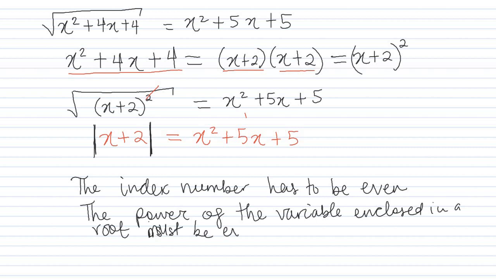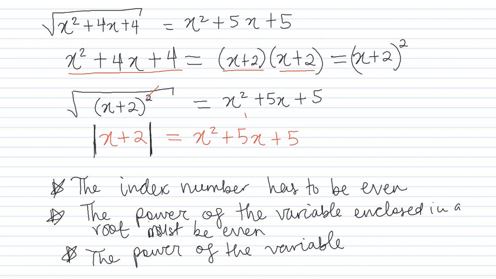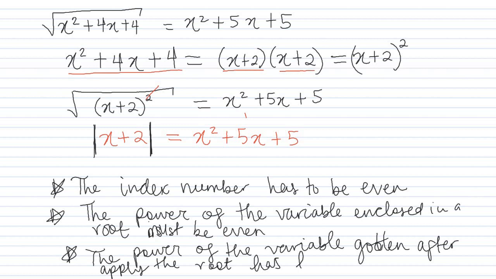And the last rule is the power of the variable gotten after applying the index, or basically applying the root, has to be odd. So from this you can see that we have even here, we have even here, and we have odd.